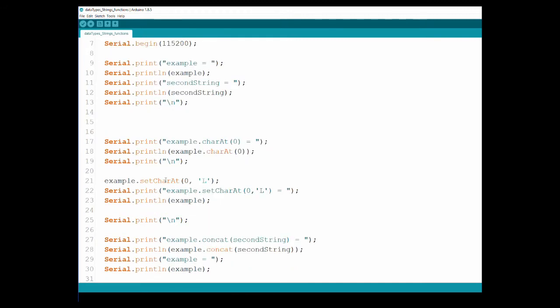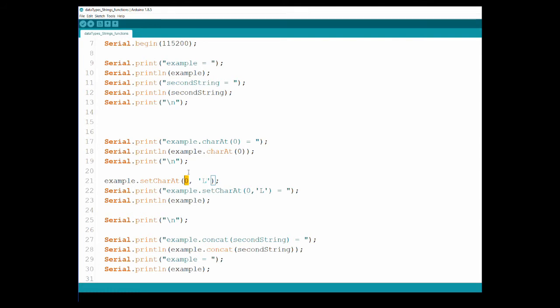Now the second function that I'm going to show you is setChar@, and again I'm giving a number and I'm giving a char, so that's going to replace the char that is in the first position, the 0 point, the first position within example with a big L.